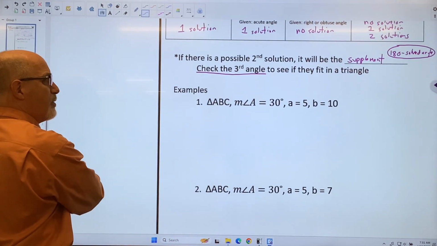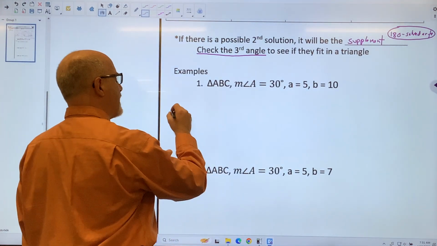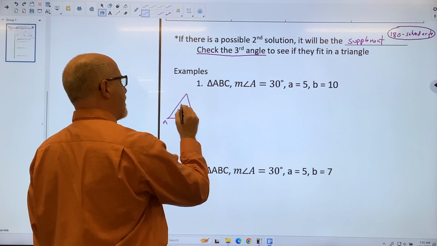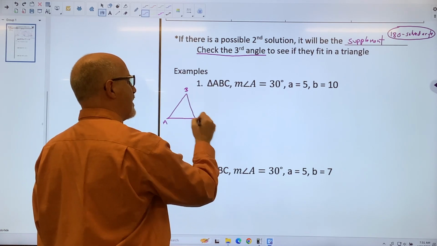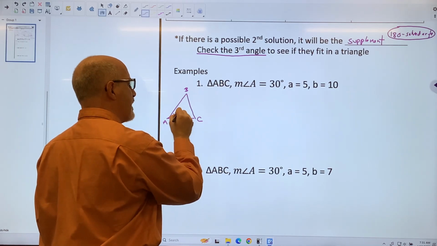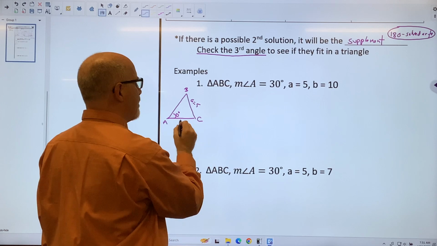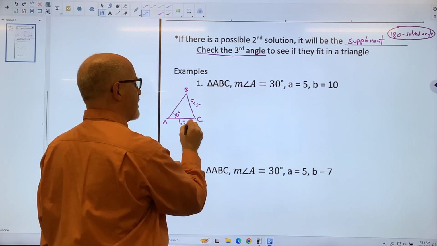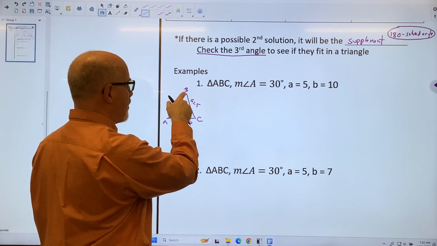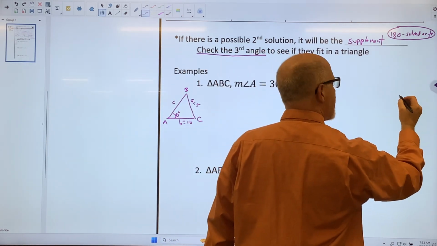All right, so when we do these problems, I'm going to draw my diagram. Notice that when I draw my diagram, I'm going to just draw over here A, B, and C. And when I draw this here, I'm going to put 30 degrees here. I'm given little a is equal to 5, and little b is equal to 10. I still don't know a few pieces of information. I don't know the angle B, I don't know angle C, and I don't know side c. So I like to list which ones I'm looking for.